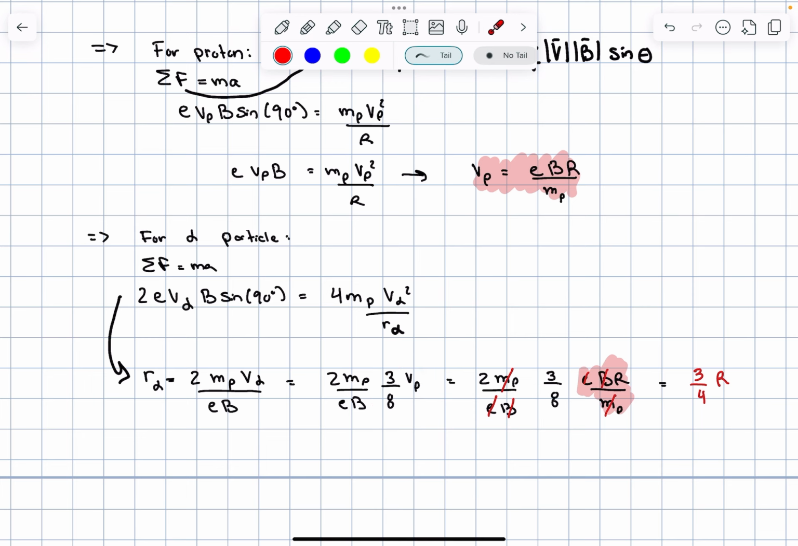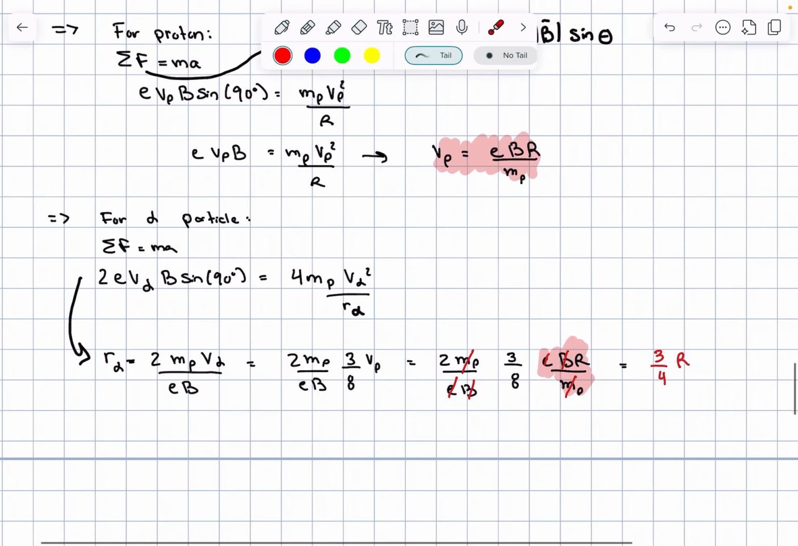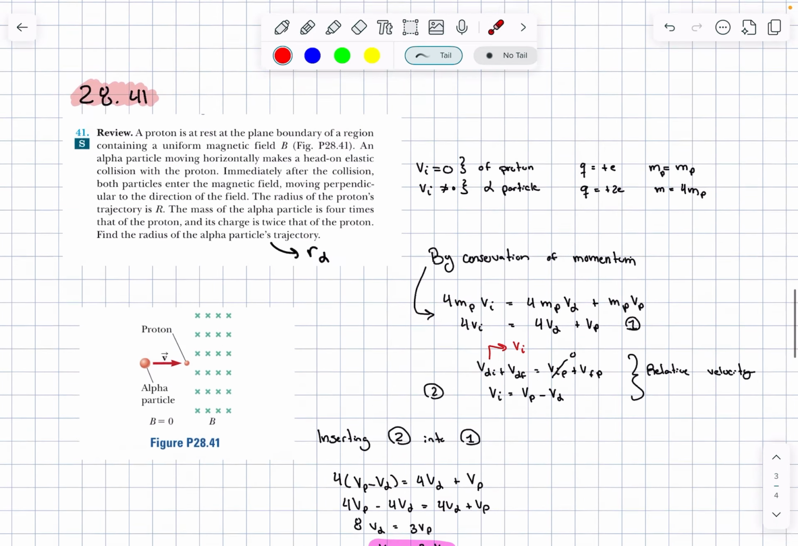So we plug everything in, and then lots of stuff starts canceling out. So we have the proton mass cancels out, the e cancels out, B cancels out, and all we're left with is this. The radius of curvature of the alpha particle is equal to 3/4 that of the proton. And that is the answer to our problem.